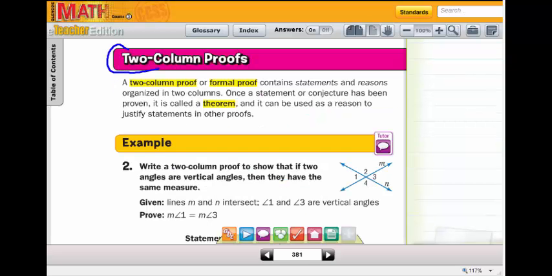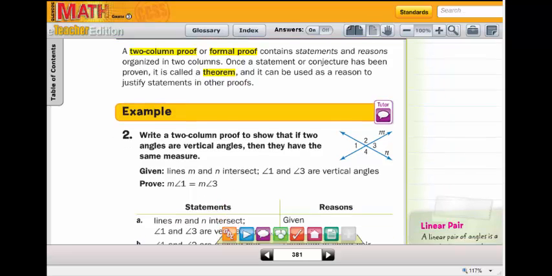Once again, we've got something to add to our gold sheet and our notes. 3 new vocabulary words. We have a 2-column proof or formal proof. It contains statements and reasons organized in 2 columns. Once a statement or conjecture has been proven, it's called a theorem, and it can be used as a reason to justify statements in other proofs. So again, let's take a look at what that might mean.